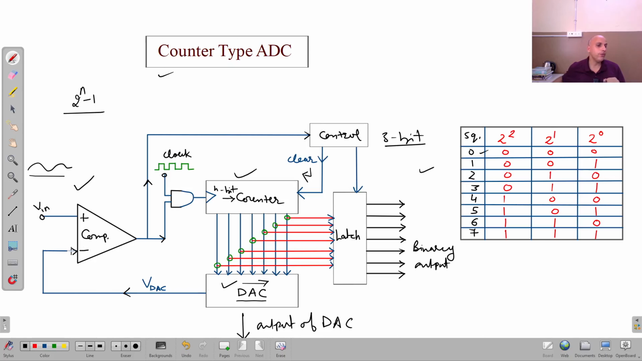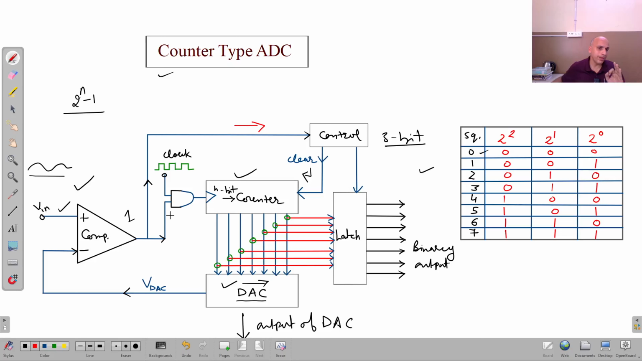Now if we look at the comparator, at that time the input at this terminal is higher as compared to this one, so obviously the output of the comparator will be in positive saturation. We can say it is high. When it is high, it is applied to the AND gate, and at the same time it is also applied to the control circuit.